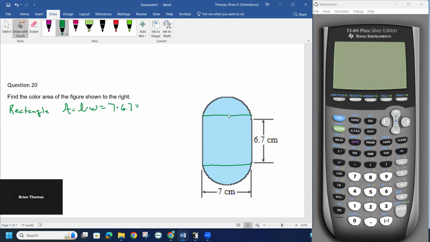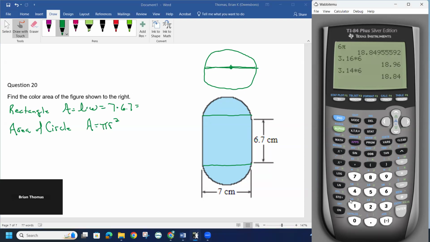Now, what we do have is two half circles. Two half circles actually make a whole circle. So the area of a circle is defined by pi times the radius squared. Now remember, the radius is halfway across a circle. If I draw a circle here, notice that if I put the two halves together, this becomes the diameter. So the 7 is actually the diameter. But if I divide that by 2, that becomes the radius.